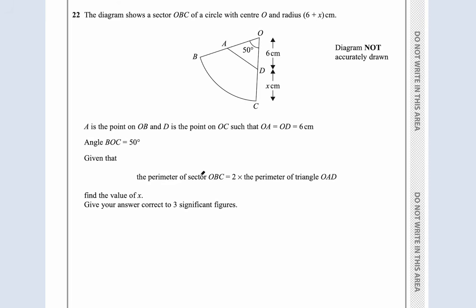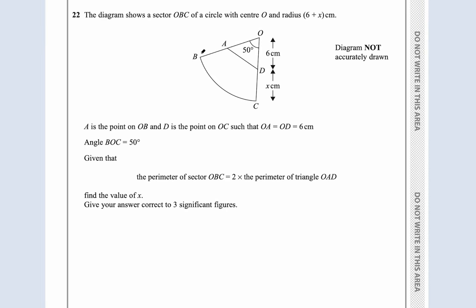Given that the perimeter of sector OBC, the big one, is twice the perimeter of triangle OAD, find the value of x. This looks tricky, but I don't think it's that bad because we can get the perimeter of the small triangle and the perimeter of the big sector, and then create the equation that they want us to create. Let's get the perimeter of the big sector first.